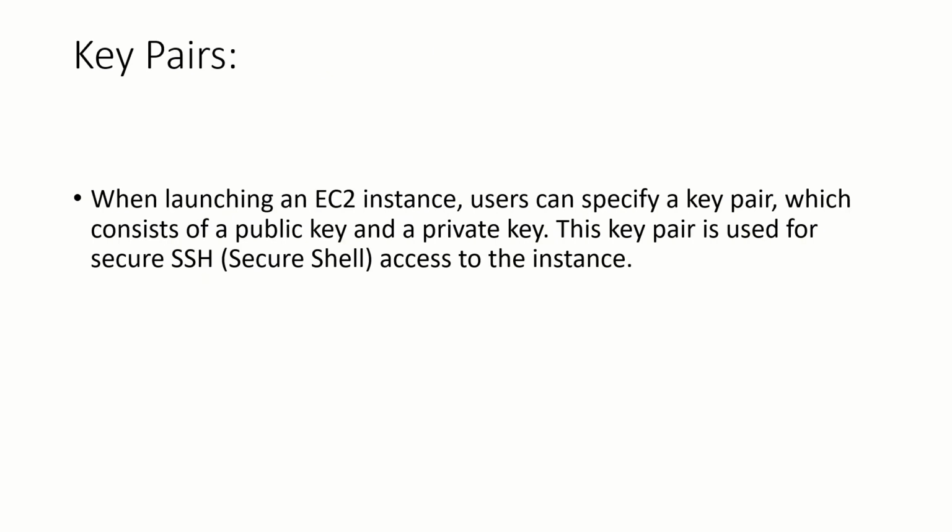Coming to the next term, which is key pairs. When launching an EC2 instance, the user can specify a key pair, which consists of a public key and a private key. This key pair is used for secure SSH access to the instances. So this key pair is used to access the application securely.